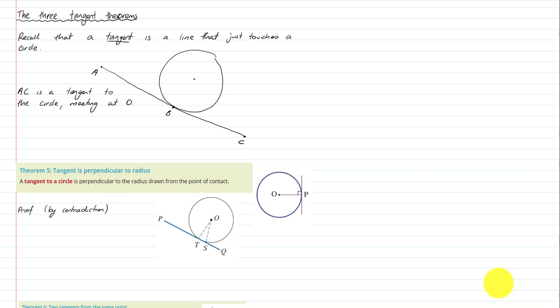In this video we're going to look at the three tangent theorems. What I'm going to do is define and prove the three tangent theorems, and then we'll move on to some separate videos with some examples. Recall that a tangent is a line that just touches a circle.